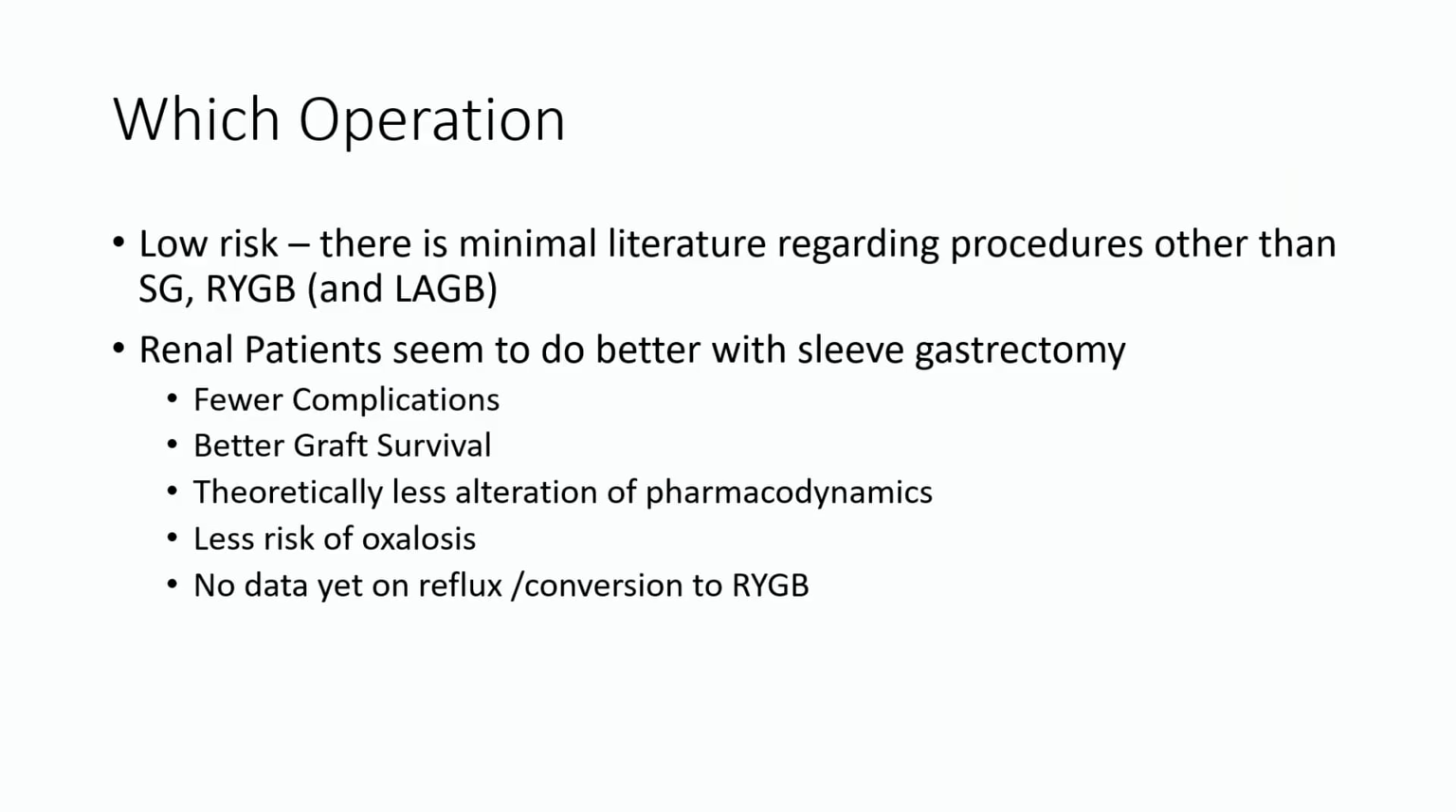So, which operation? We're looking for low risk. There's minimal literature regarding procedures other than sleeve or Roux-Y, and perhaps there's a little bit with gastric banding. And I'd refer you to a poster in our e-posters from my hospital, St Vincent's in Melbourne, with a group of patients who have had various operations, including banding as a prelude to surgery. But it does seem that renal failure patients seem to do better with the sleeve. There are fewer complications. There seems to be better graft survival. This theoretical less alteration in pharmacodynamics is probably not really of much magnitude to worry about. A theoretical risk of less oxalosis, but no data in the long term on reflux or on conversion to Roux-Y.